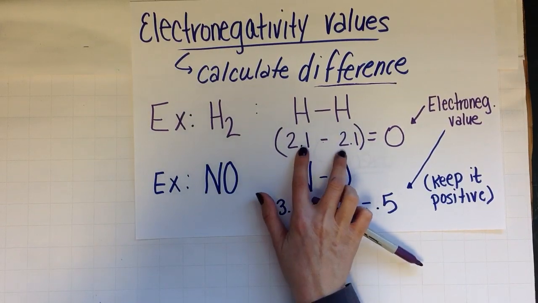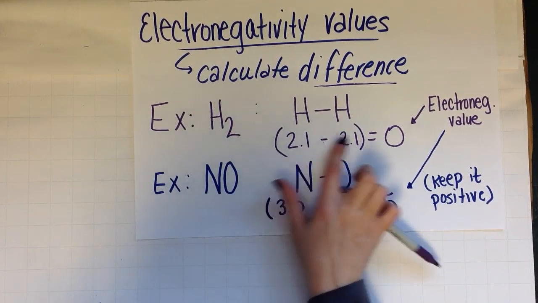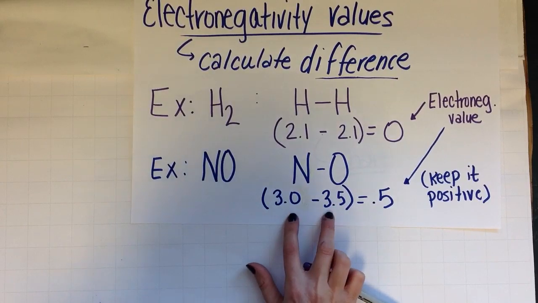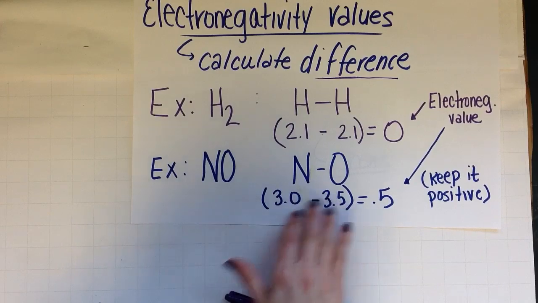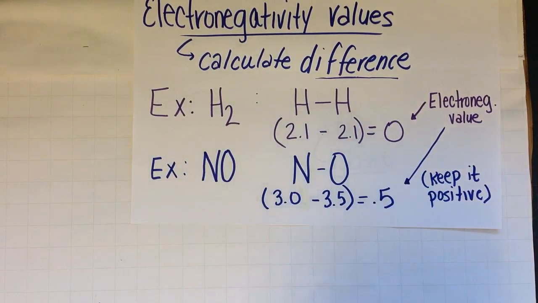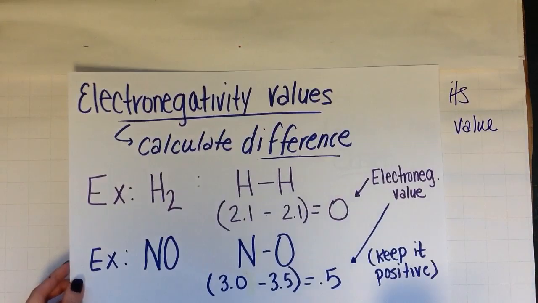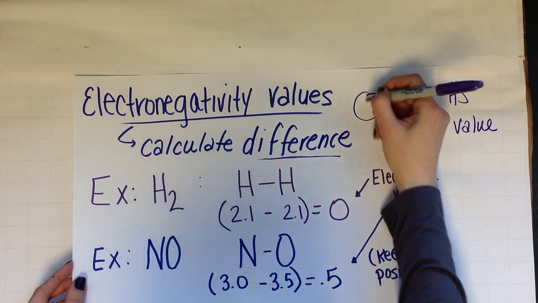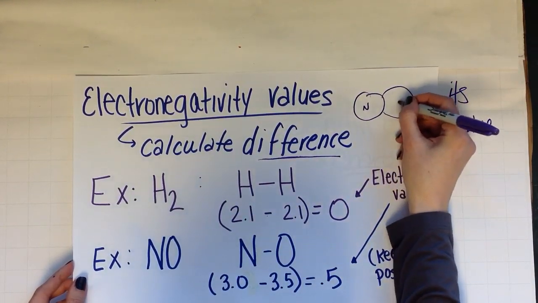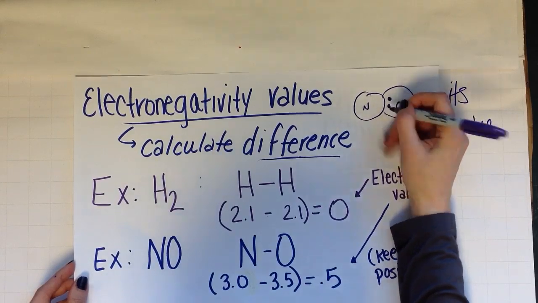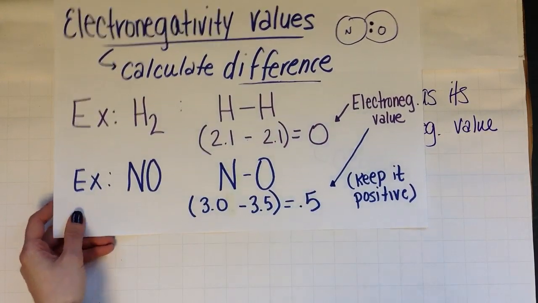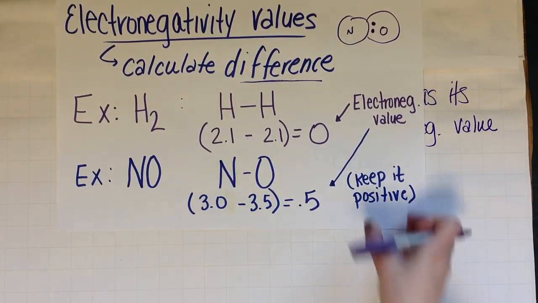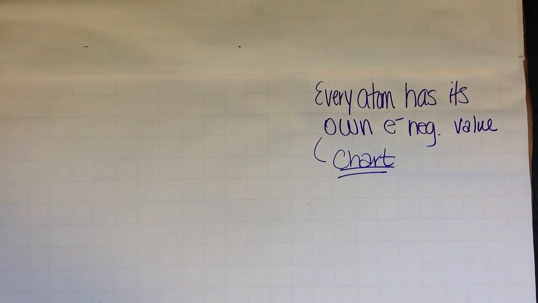So these two electronegativity values in the hydrogen molecule are the same because it's the same element. But over here, we learned something new. Nitrogen has a low electronegativity compared to oxygen, so oxygen's going to hog those electrons. What would that look like? Well, if this is nitrogen and this is oxygen, then we would see those electrons closer to oxygen because it has a higher electronegativity value. It has a greater ability to attract electrons to itself.